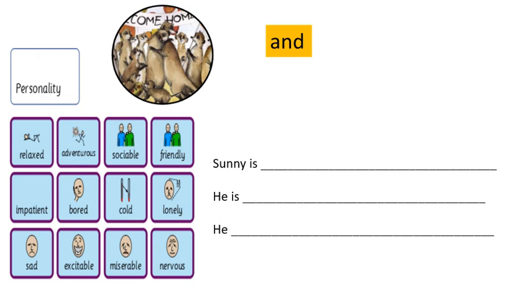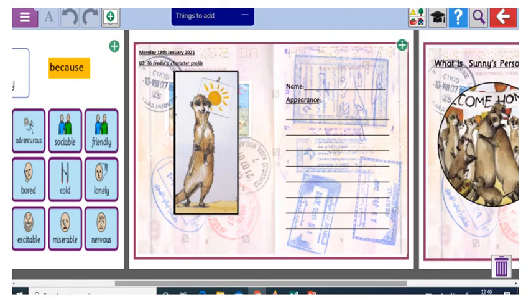Now, log into your Purple Mash To-Do and you'll get these 3 pages. On the first page, you'll get all the words. Now there's a bar at the bottom, you can move it along, and then you can see all the words for his personality and his appearance. Then you've got name here, put his name, Sunny, and then click onto the text box here and start typing in all the sentences you can think of to describe him. And remember to use those words, and remember to use the word and.